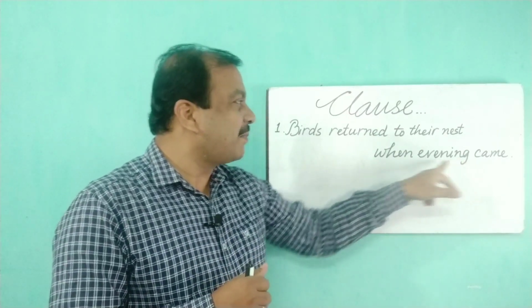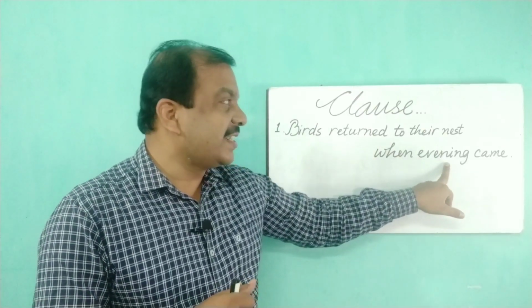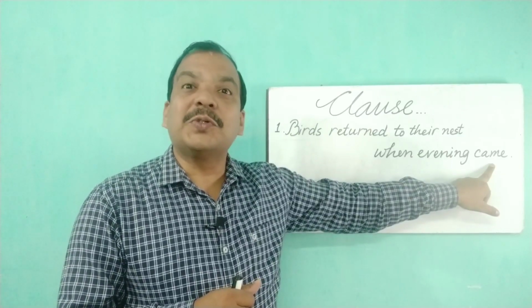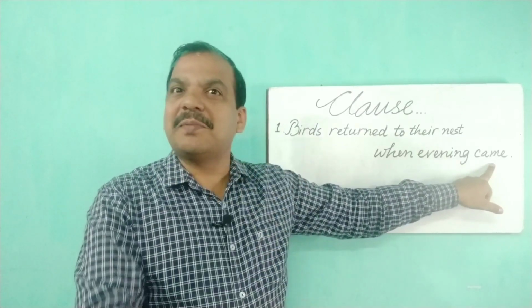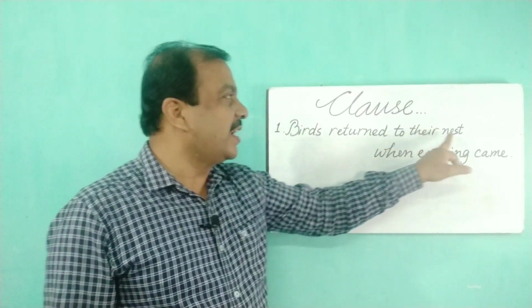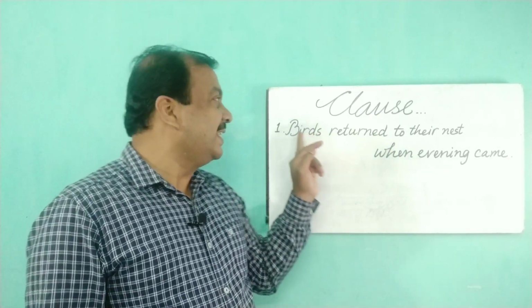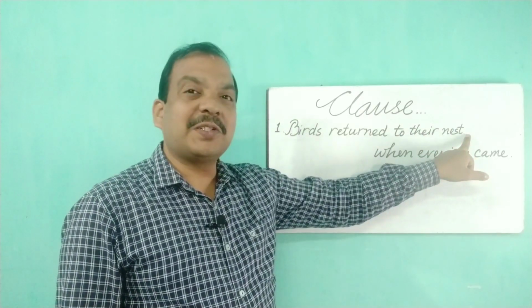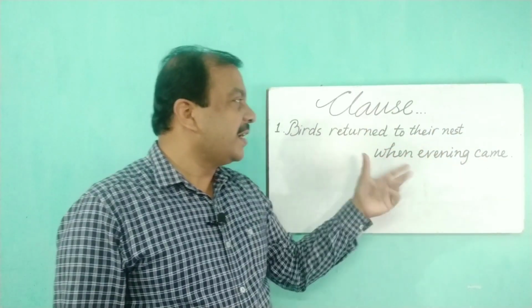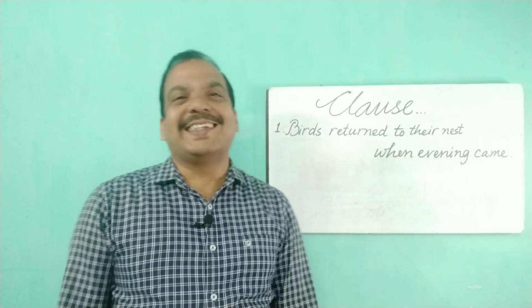So this part of the sentence is incomplete. It has its own subject. It has its own verb. But the sentence has no complete sense or complete meaning. This is a clause, and birds return to their nest, this is another clause. But this can be a sentence when you put a full stop here. Birds return to their nest. But when evening came, independently when you write this and put a full stop, it cannot be a sentence.